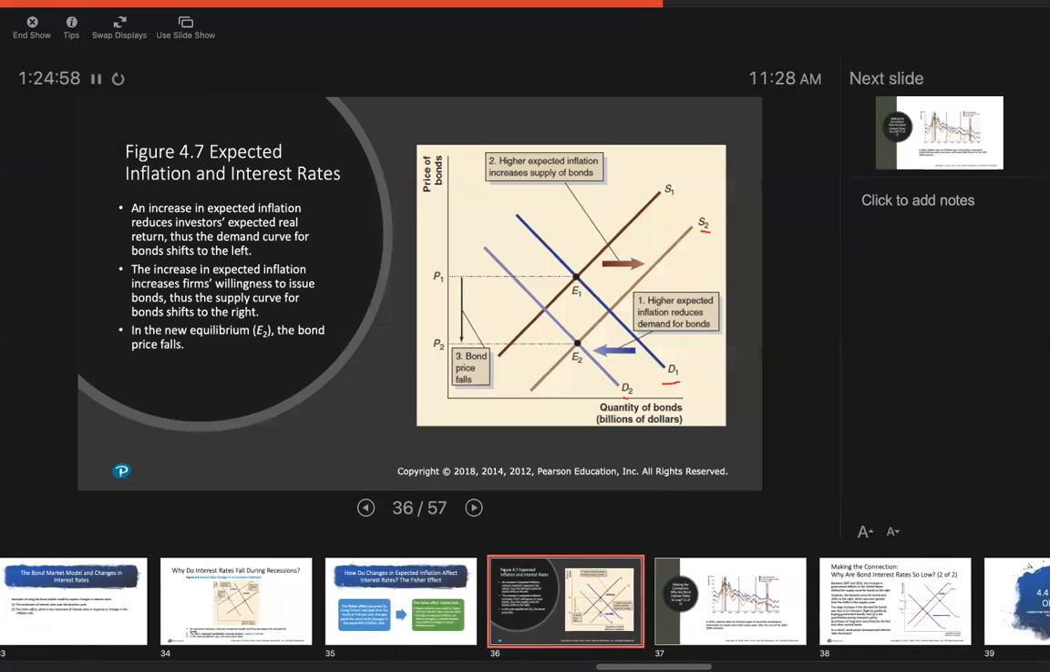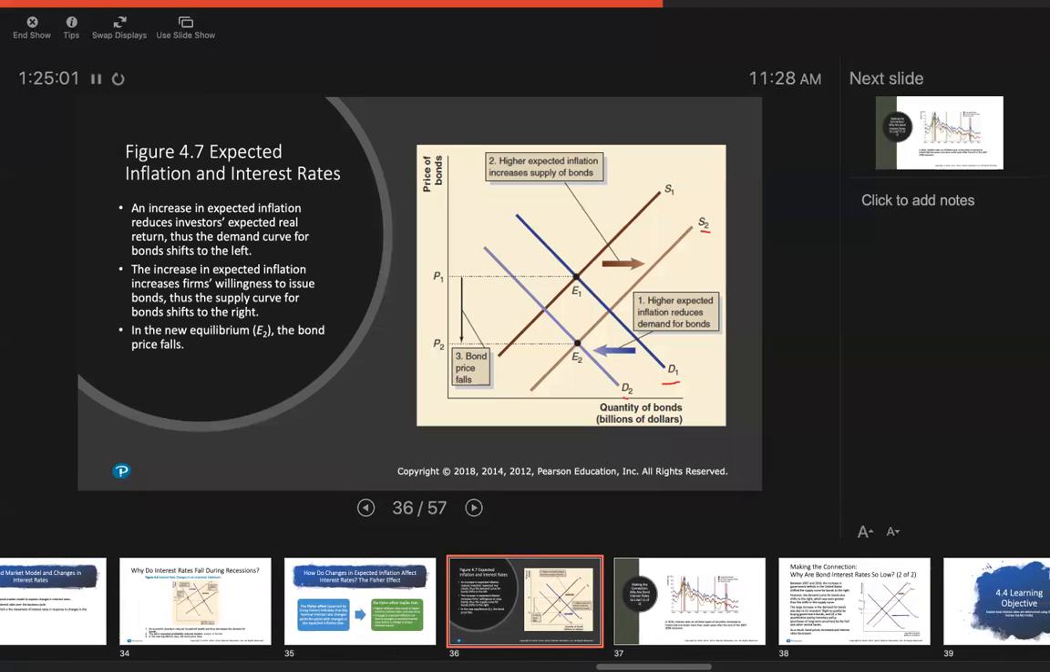And we can see that clearly through this model of the bond market. Okay.